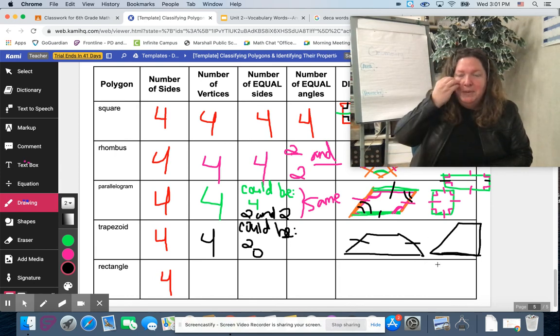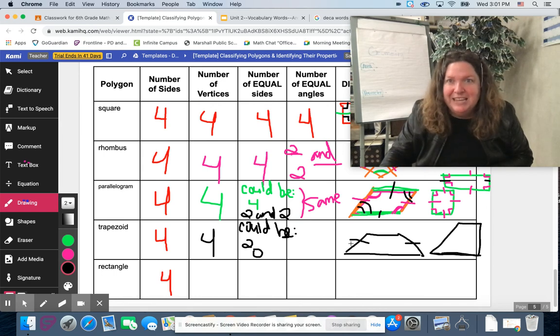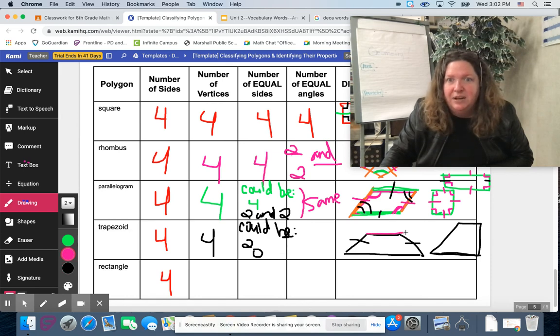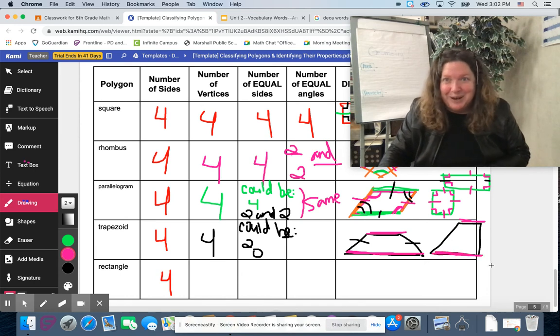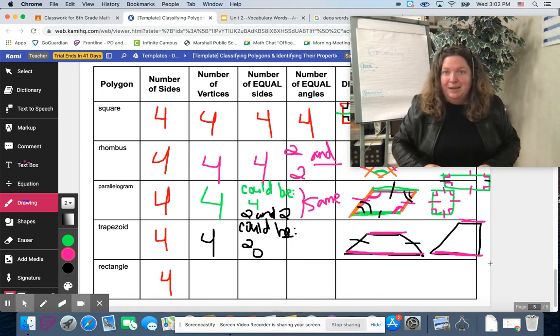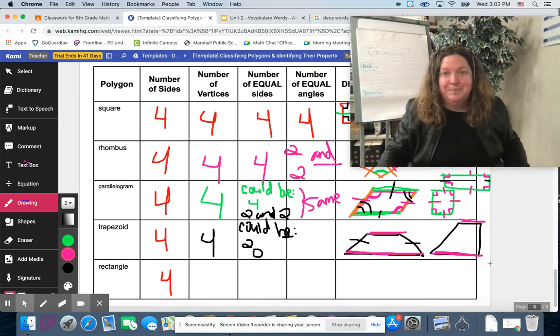Now, what makes a trapezoid a trapezoid? It has 1 set of parallel lines. So here's this line right here. If that line is parallel to that line, it's a trapezoid. If the top is parallel to the bottom, it's a trapezoid. So it is a trapezoid, but it might have 2 sides the same, might have 0 sides the same.